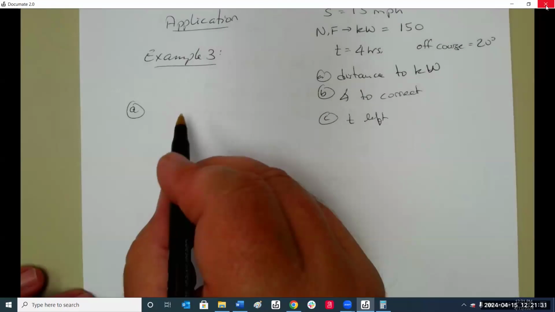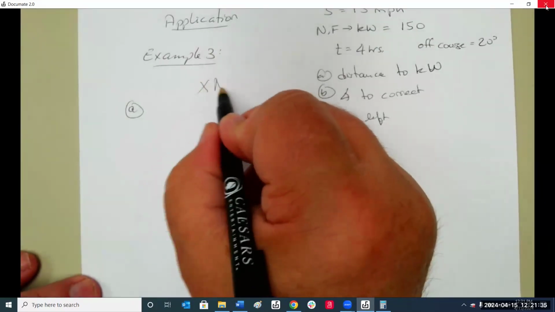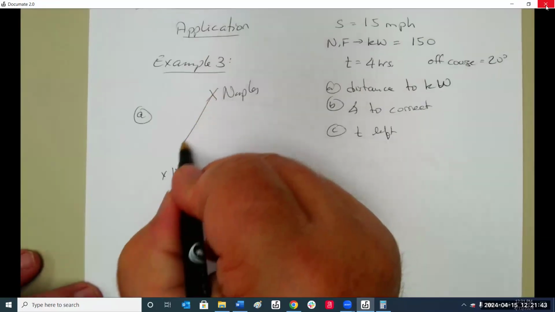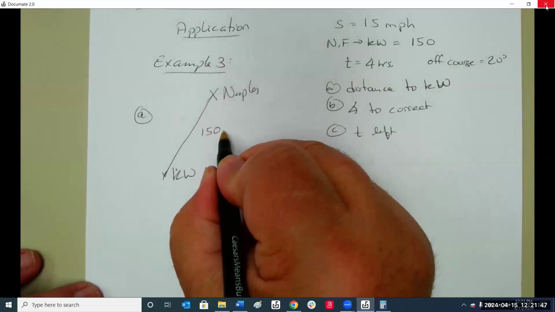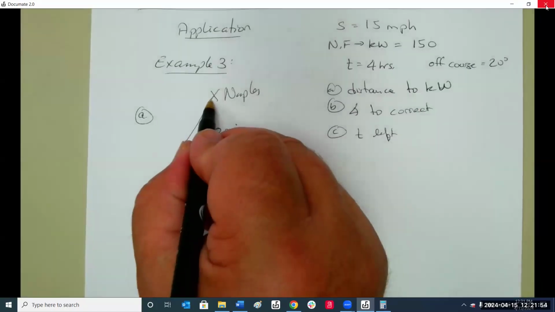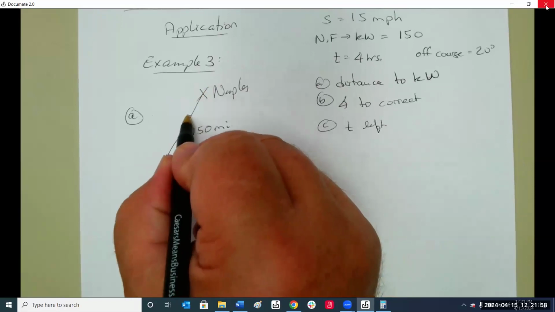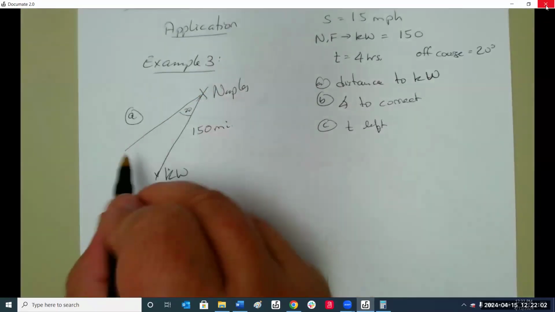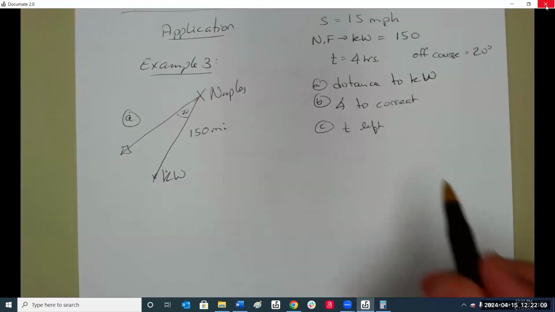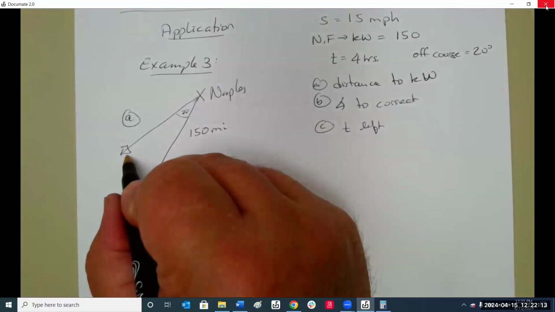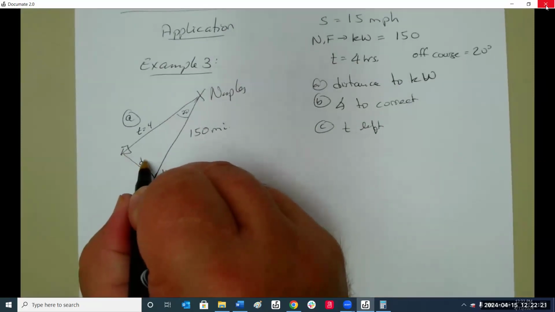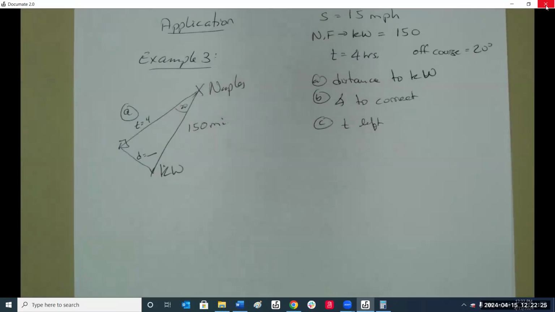The distance to Key West. So what do we have? Here's our picture. We're starting off from Naples. Key West is down here somewhere, a distance of 150 miles, and it's off course by 20 degrees. So how far is the ship after 4 hours? How far is it from Key West? And what should you correct it?